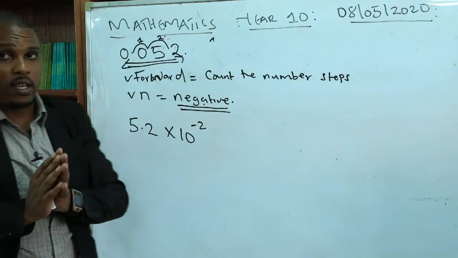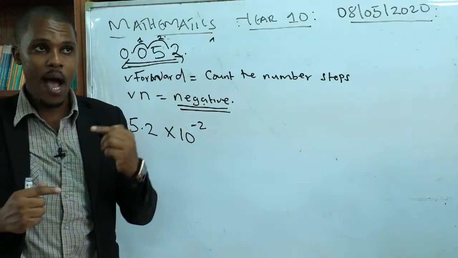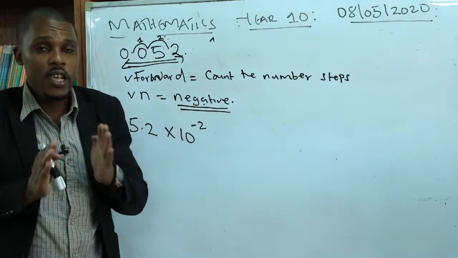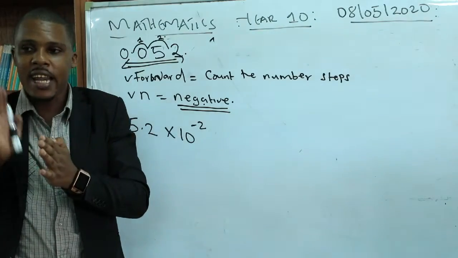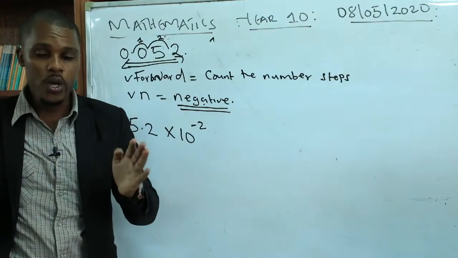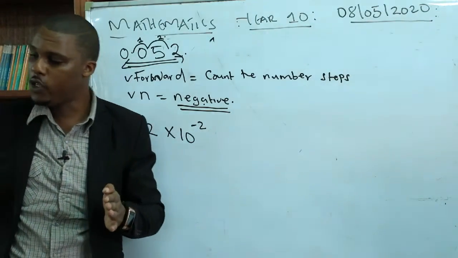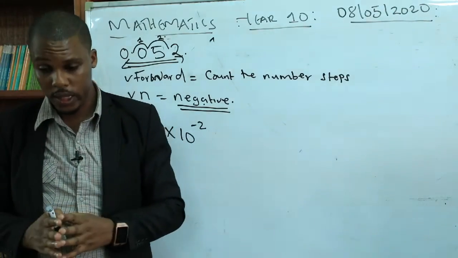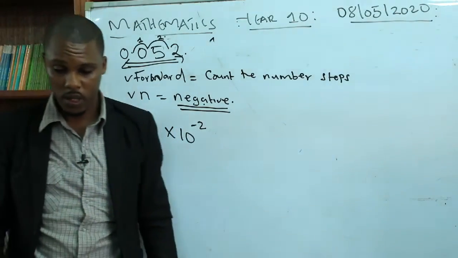So hopefully you have understood the concept of moving backward and forward. The reason we say that you move backward and forward is in order to attain a range of our A, which we have emphasized must be between 1 and 10, with the 10 not being included. So that's the concept that I want you to be able to understand.